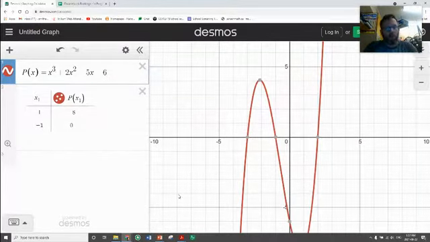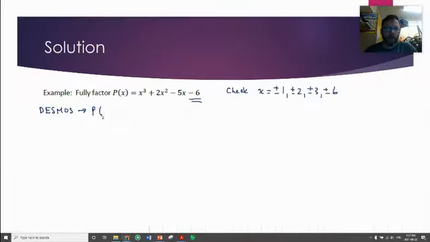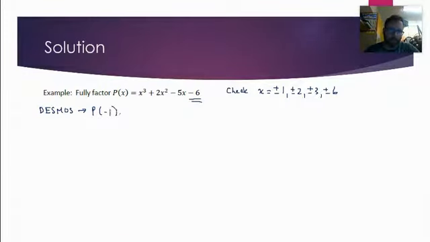So I'm going to head back to our note and add a little note from Desmos. We found that P at, was it 1 or negative 1? Negative 1 equals 0, which means that x plus 1 is a factor.